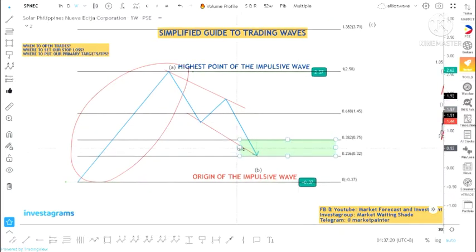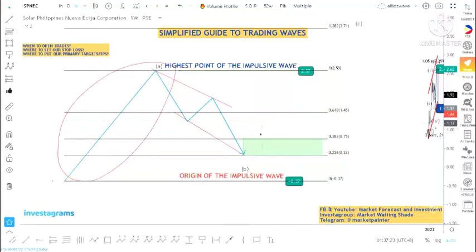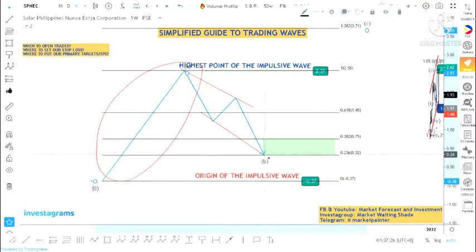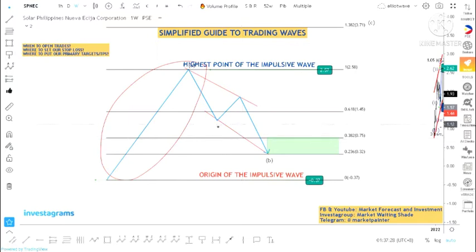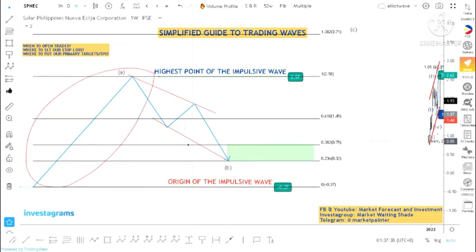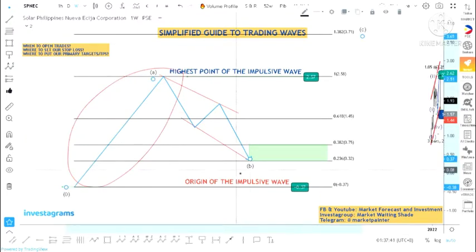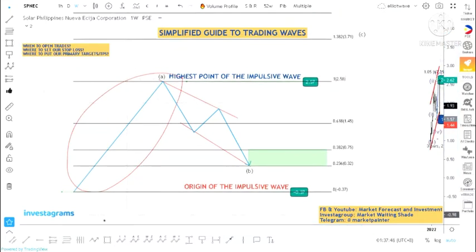So here, this will be our anticipated corrective structure, which will be ending on a wave B. On the back of our mind, this will be our anticipated completion of the wave B. So first option, we have option 1. This one is our aggressive entry. Here we will position ourselves after the market corrected this first impulsive wave. This will be our first setup.